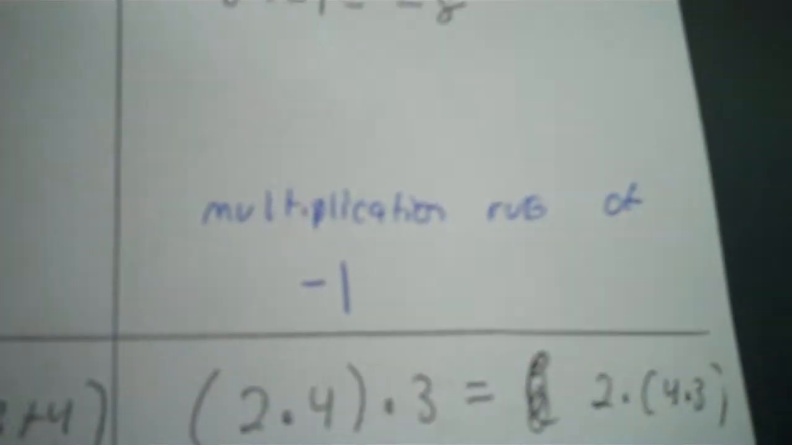Now, when we take a number times 1, we end up where we started, but when we take a number times -1, it changes the sign of the original factor to the opposite. So it makes the product negative. It changes the sign. What that's known as is the multiplication rule of -1.